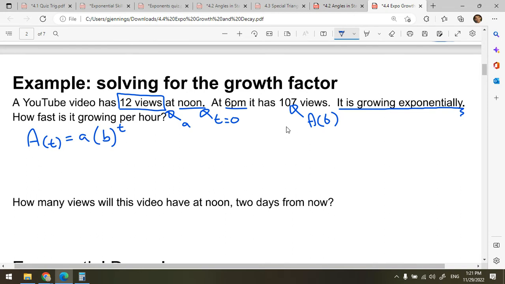So let's take a look at how we do that. First, we're going to use this function here and put in what we know. A at 6 is equal to 107, which is the number of views it has when time is 6. And that's equal to the initial views, which is 12, multiplied by the unknown growth factor B raised to the power 6.